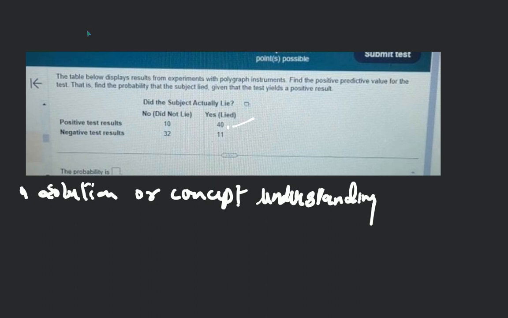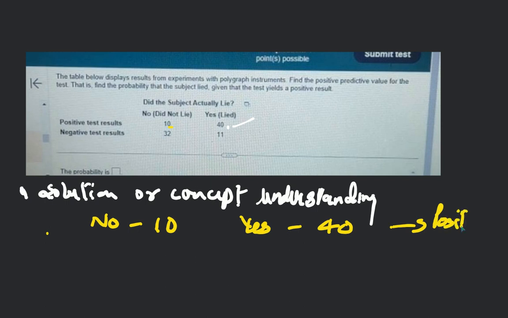So if you see over here, what is the total number of the subjects that they are taking? In case of no, there are 10, right? And in case of yes, they have 40, right? These two together make up the positive test result, and we have to find the probability for this one. Find the probability that the subject lied. That means the first, 40.